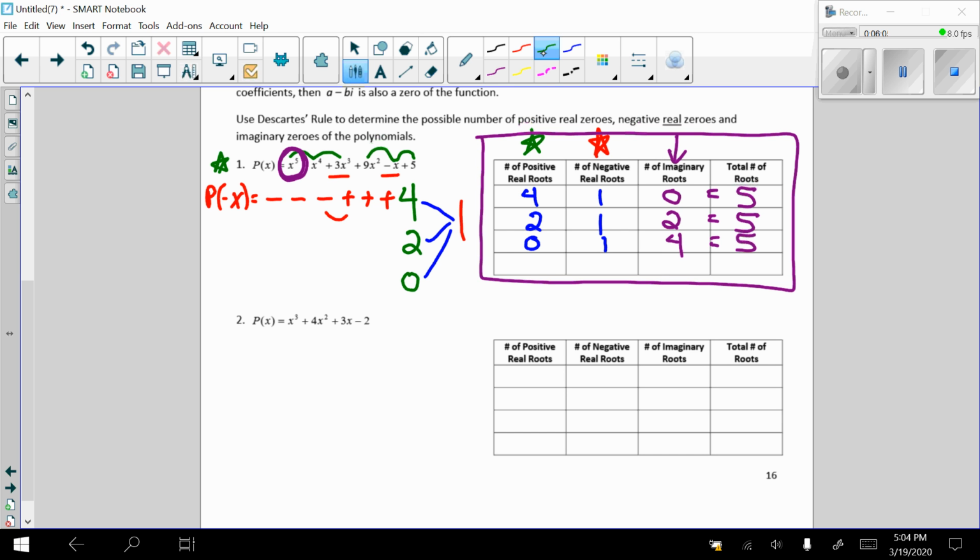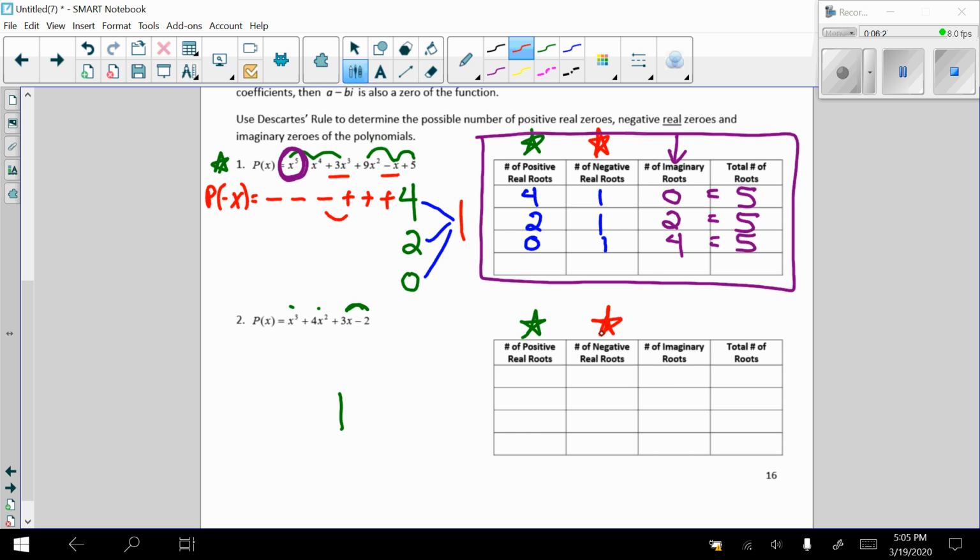All right, let's do another one. So remember, first we look for the possible number of positive real roots. Look for sign changes here. Positive to positive to positive to negative. Boom, there's a sign change right there. So we know we will have exactly one positive real root.